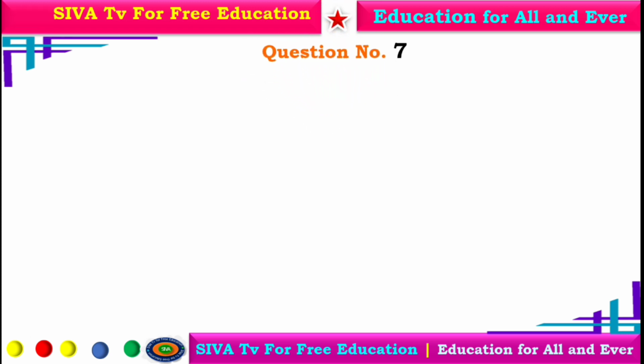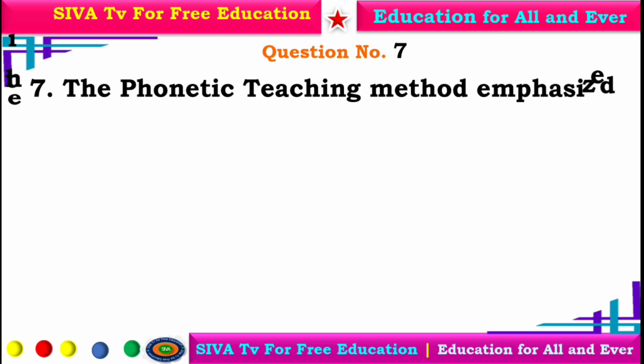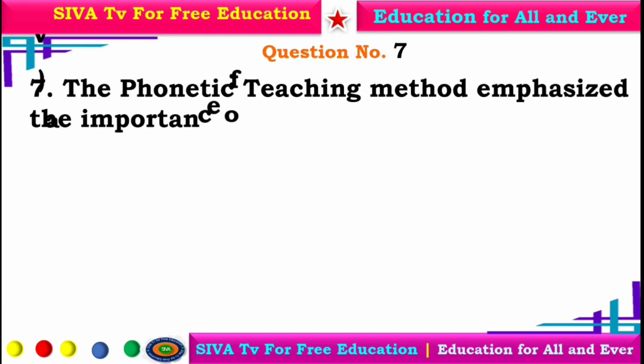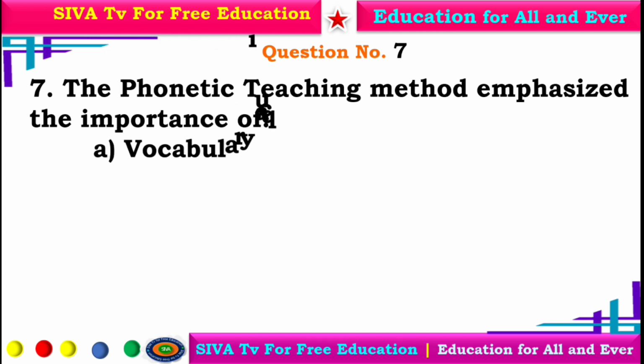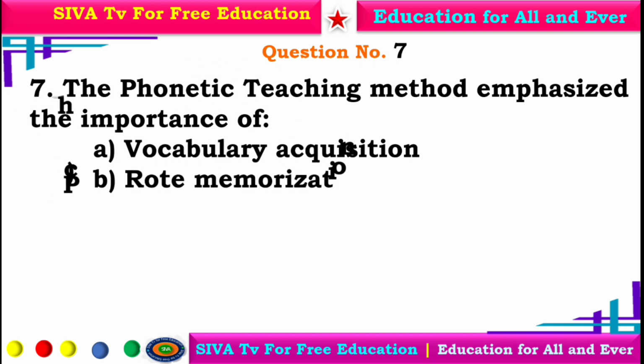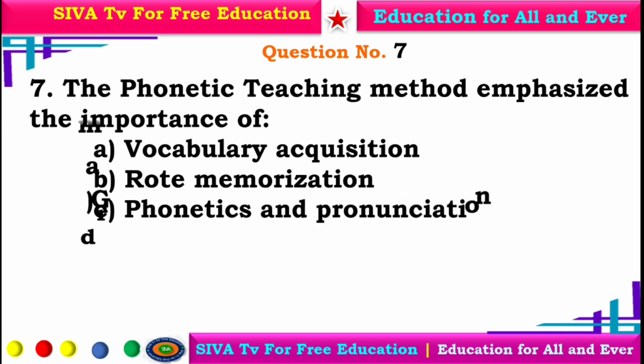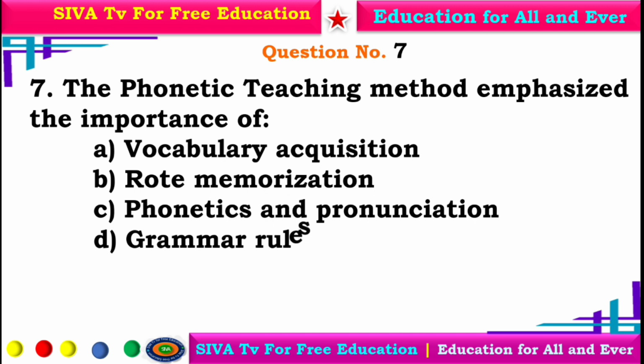Question number 7. The phonetic teaching method emphasized the importance of option A, vocabulary acquisition. Option B, rote memorization. Option C, phonetics and pronunciation. Option D, grammar rules. The correct answer is option C, phonetics and pronunciation.